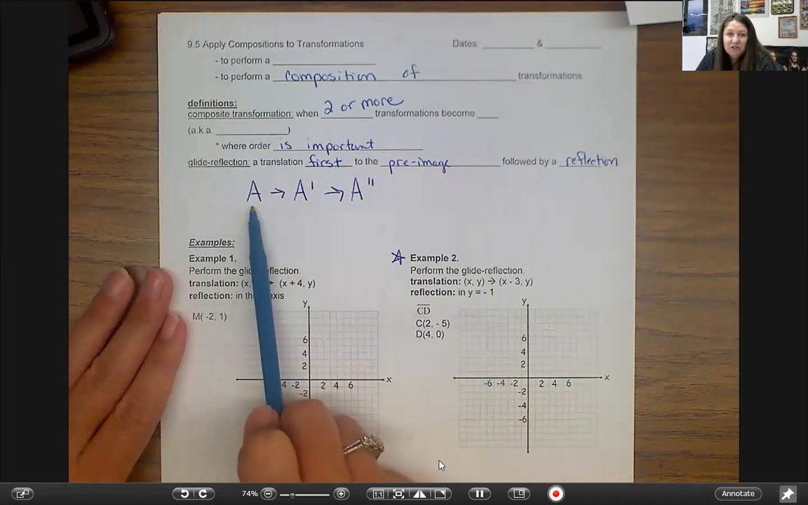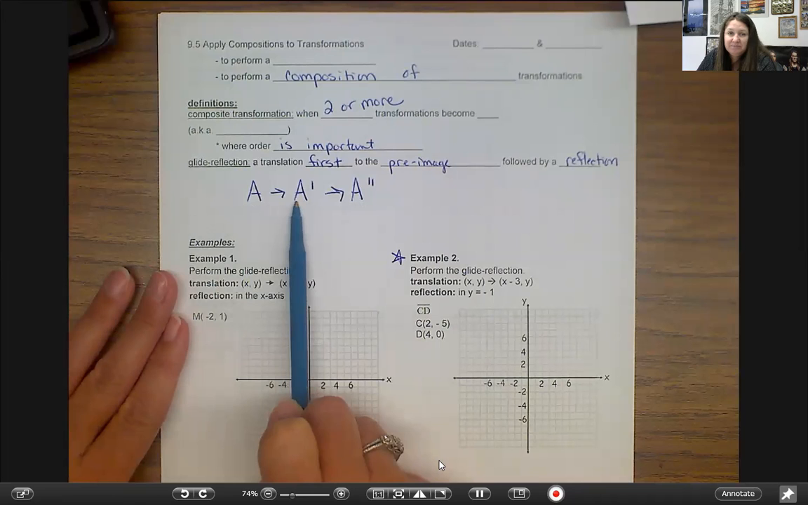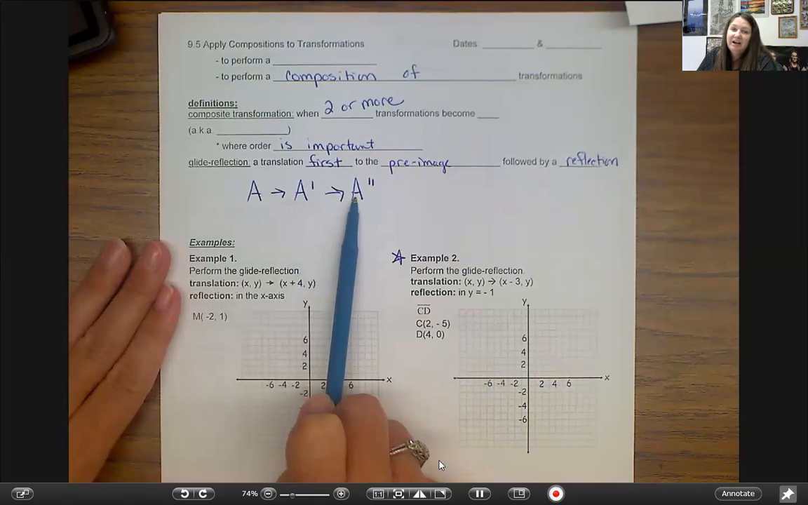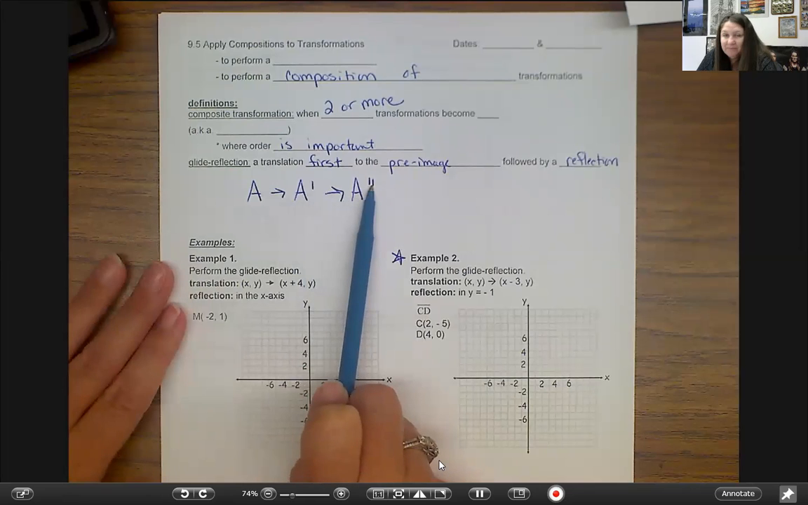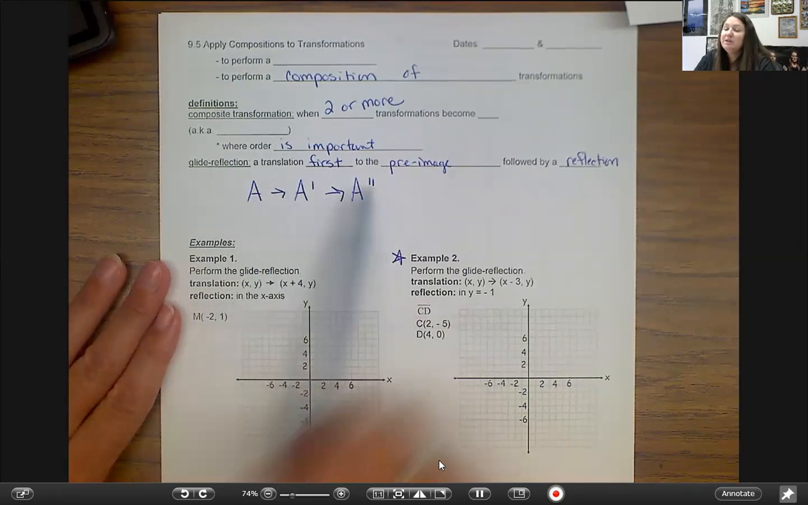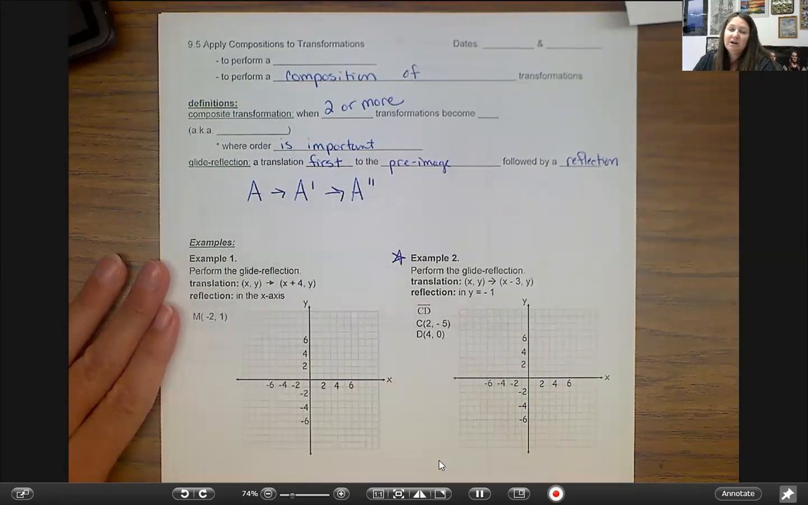Okay, our pre-image point is A. After the first transformation, that point moves to A prime. Now we're going to work from A prime and move to our second transformation, which ends at A double prime. If you had 3 transformations, it would then move to A triple prime, and so on. And we want to be very clear with how we mark or label our points within our figure. So let's take a look at these.